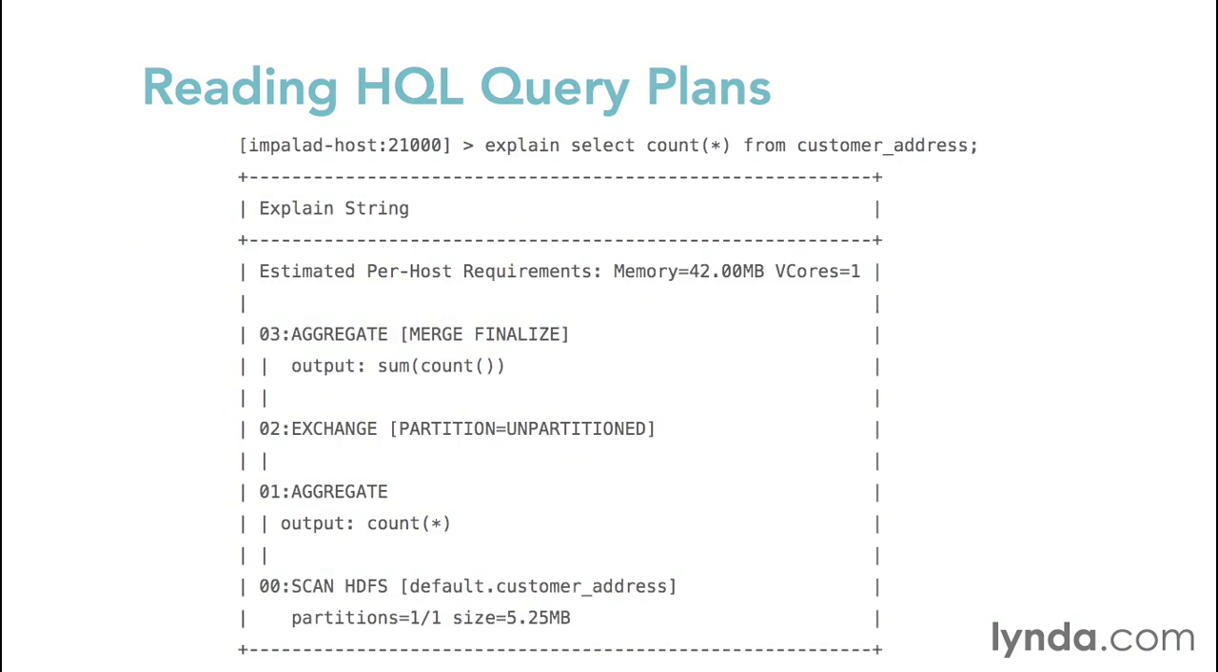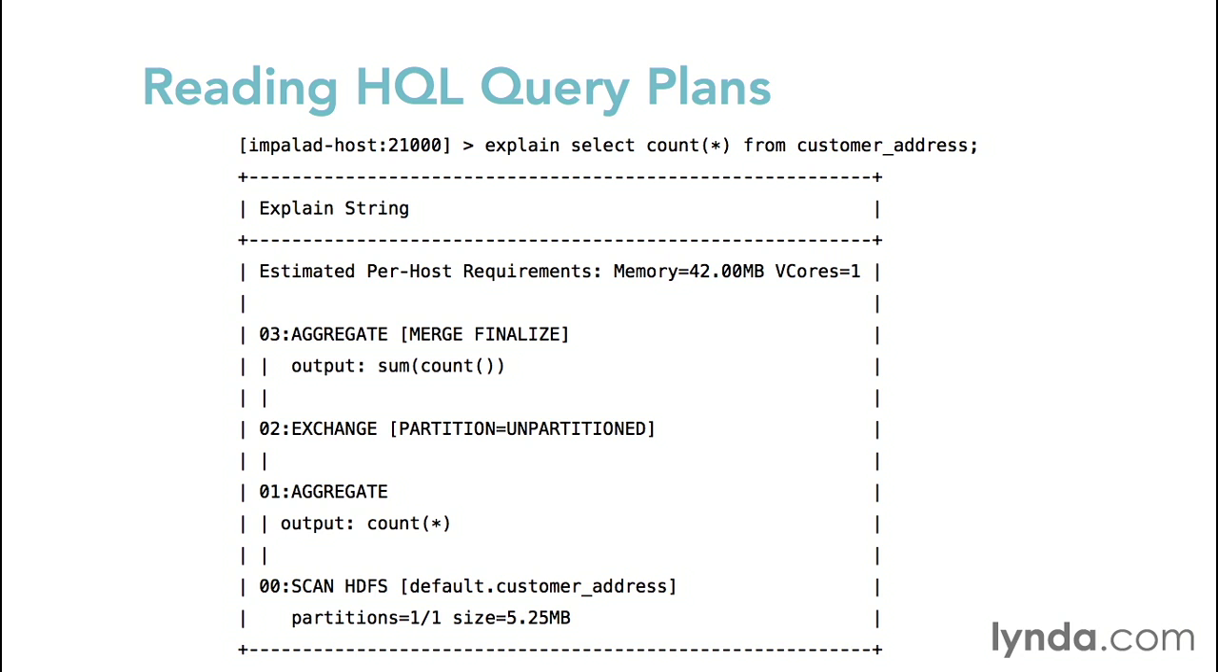I wanted to show you an example of a Hive query plan. There is a command, and you can see it here at the top of the screen, EXPLAIN, that you can run before a Hive query, which will give you a text-based output of how that particular query has been run on that particular Hadoop cluster. The way you read this is from bottom to top, so that you can see it starts first with 00, which is scanning the HDFS system for the customer address table.